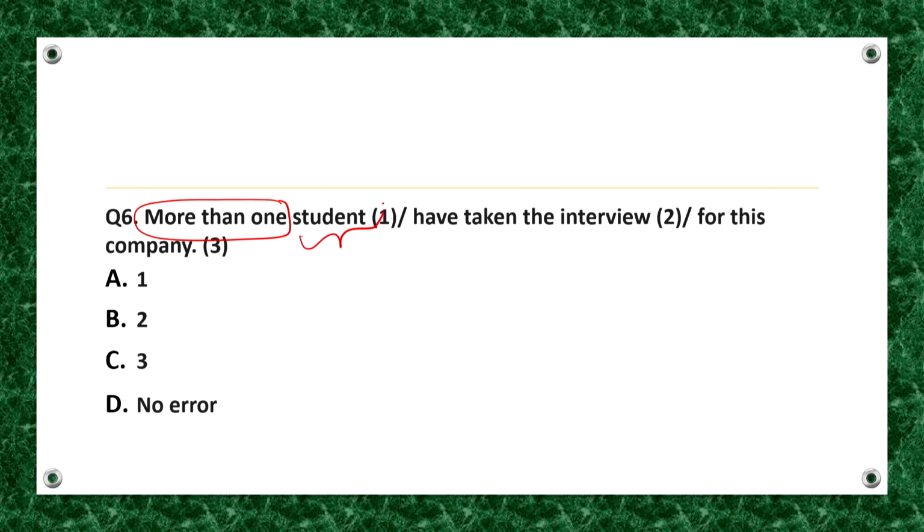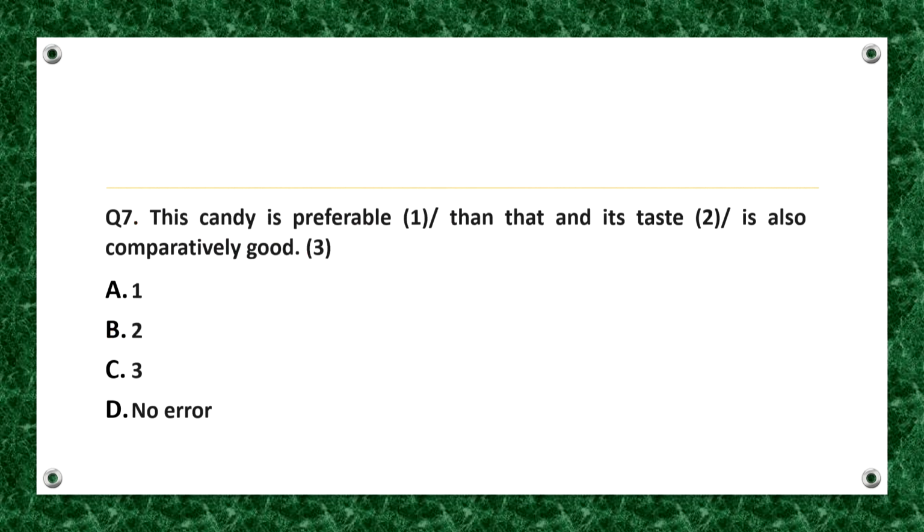So, here student is our noun and have is our verb. Fine. So, as you can see, student is singular, which is correct, but have is plural, which is wrong. It should be singular. Therefore, replace have with has. Hence, clearly option B is the right answer. So, the correct sentence should be, more than one student has taken the interview for this company. Fine. Now, moving on, solve the next one.